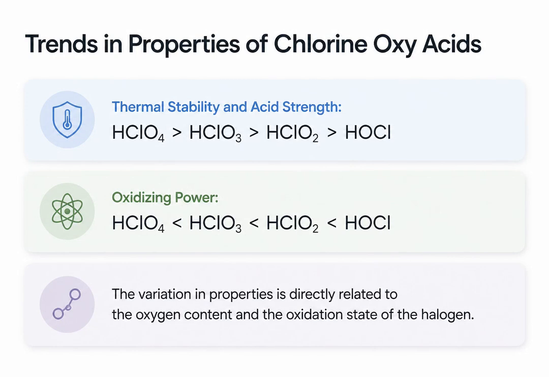The properties of these chlorine oxyacids follow very clear, predictable trends based on their oxygen content. As the number of oxygen atoms increases, both the thermal stability and the acid strength increase. Therefore, chloric 7 acid, or perchloric acid, is the most stable and the strongest acid of the group. Conversely, the oxidizing power follows the exact opposite trend. The acid with the fewest oxygen atoms, hypochlorous acid, is actually the strongest oxidizing agent among them.